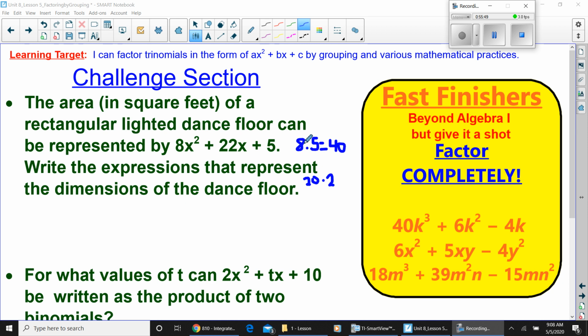This first challenge is pretty easy. 8 times 5 would be 40, and then 20 times 2 could make 22. 20 plus 2. Everything is positive, so it makes it a little bit easier. Just write down the 8x squared, and then you put the plus 20x and the plus 2x for the 22x, because those are your factors, and then you just bring down the plus 5.